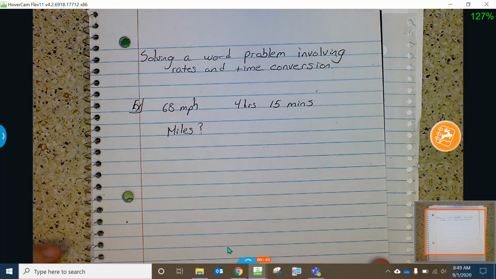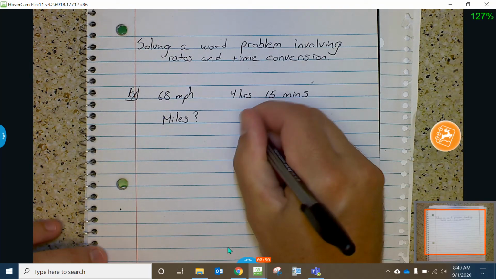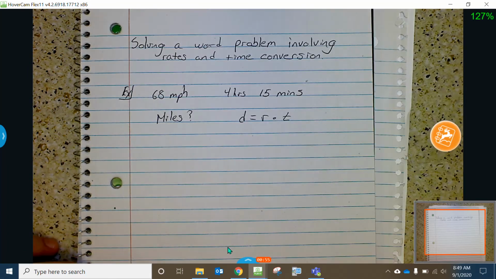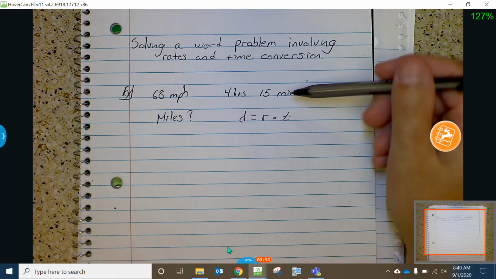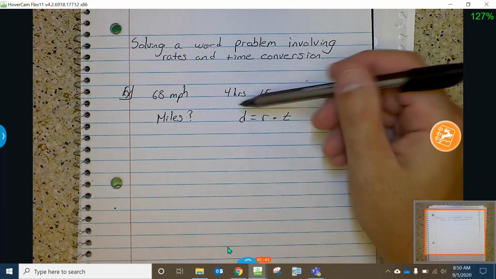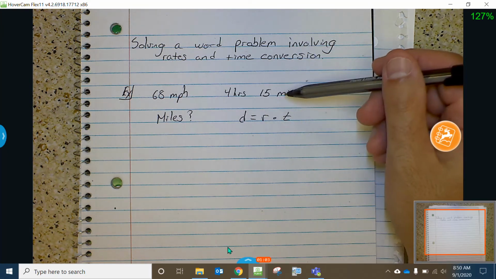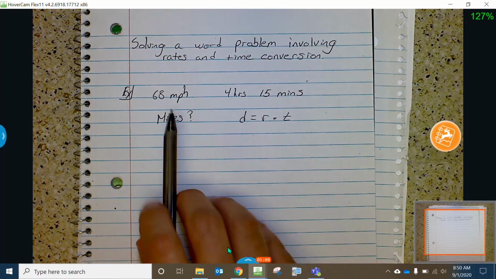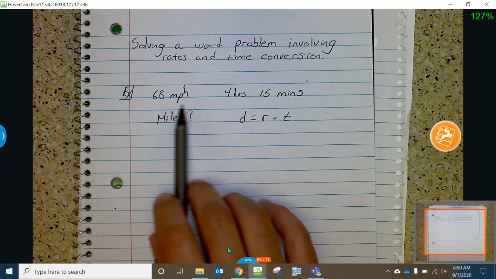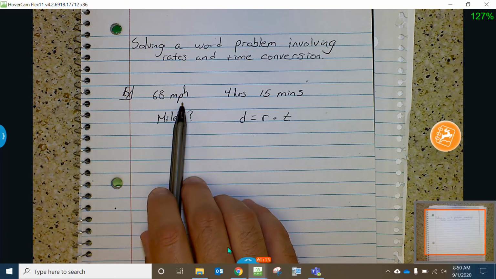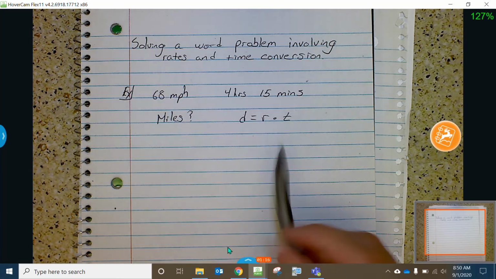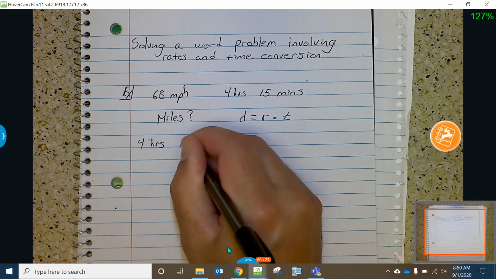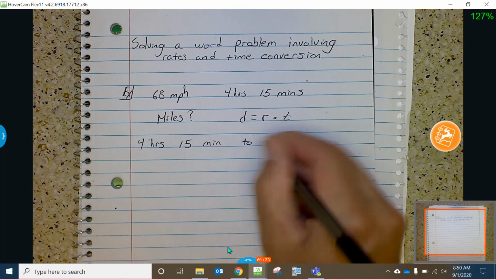Okay, so we know distance equals rate times time. So miles, what it's looking for is the distance. Now here's the key. 15 minutes, you can't make this 4.15. What you have to do is convert the minutes to hours, because this is miles per hour, so it has nothing to do with minutes. So we have to convert the 4 hours and 15 minutes to hours.